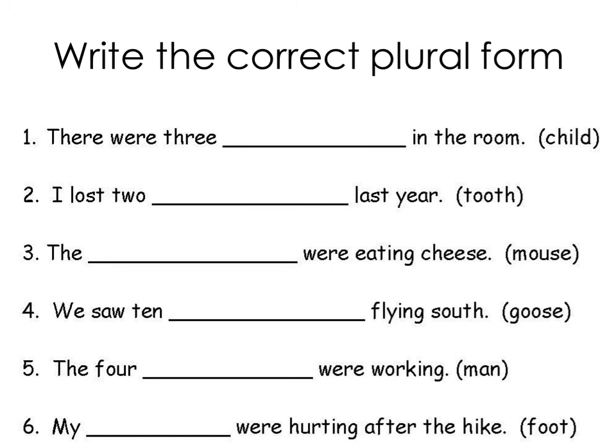Okay, now let's answer number 1. There were 3 children in the room. Number 2, I lost 2 teeth last year. Number 3, the mice were eating cheese. Number 4, we saw 10 geese flying south. Number 5, the 4 men were working. Number 6, my feet were hurting after the hike. So did you get all 6? If so, congratulations to you.